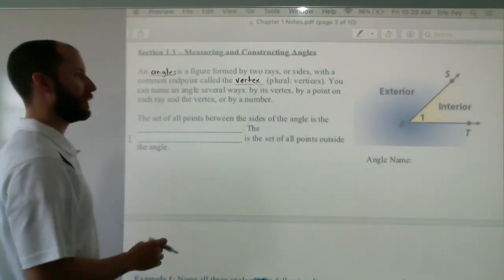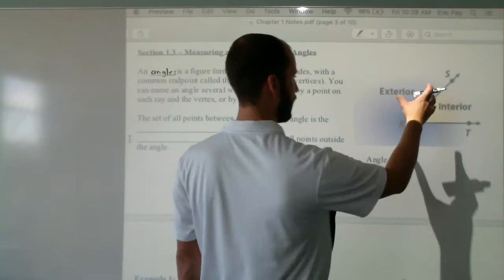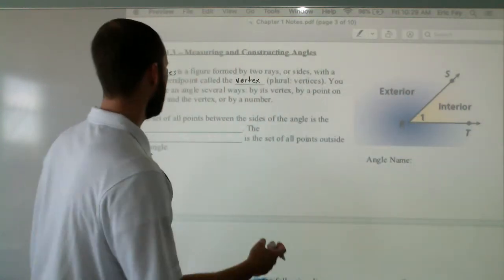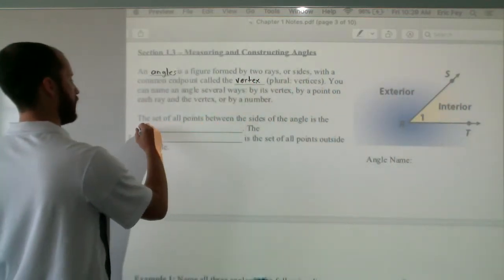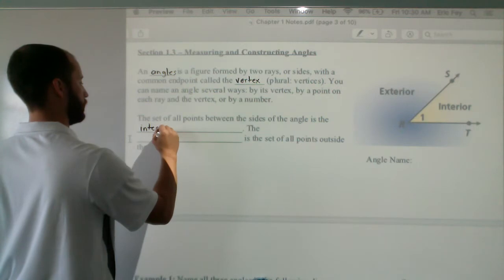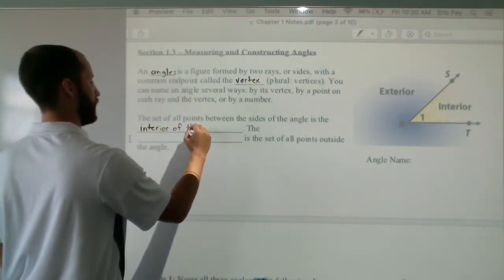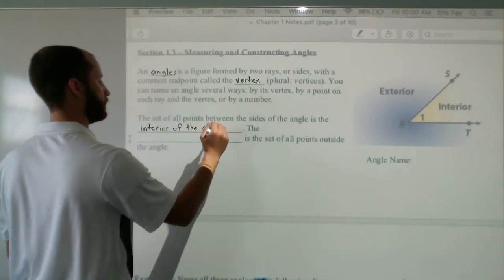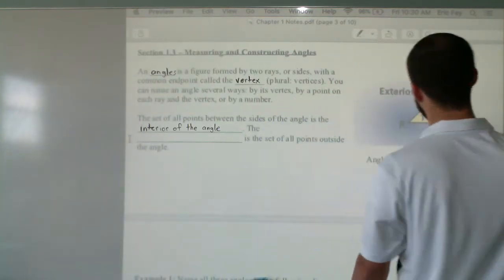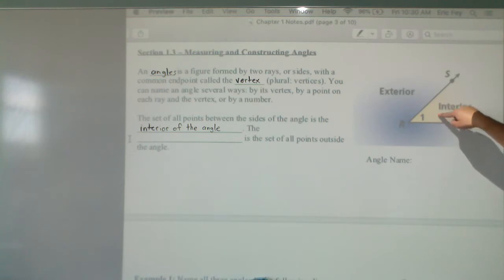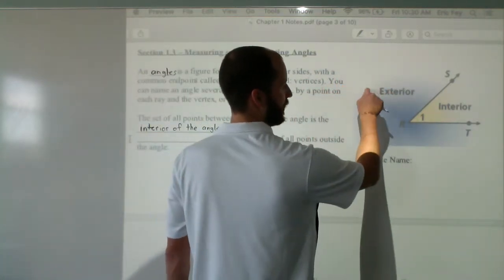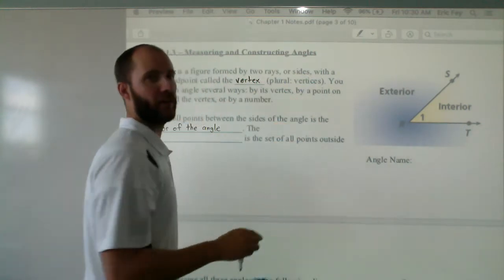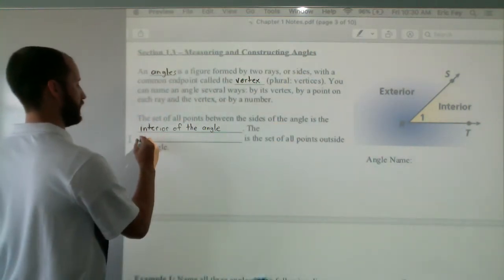Now you can name an angle in several different ways. I have this diagram here, and there's really two sides to an angle. All of the points that are between the sides, we call that the interior of the angle. If you were to take a point and bounce it off a side, it would just keep bouncing off the sides in between there. If you are outside the angle, you take a point, you bounce it off there, boom, it goes away and never comes back. That's in the exterior of the angle.